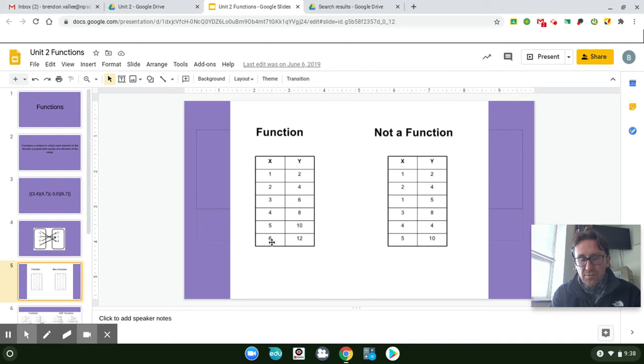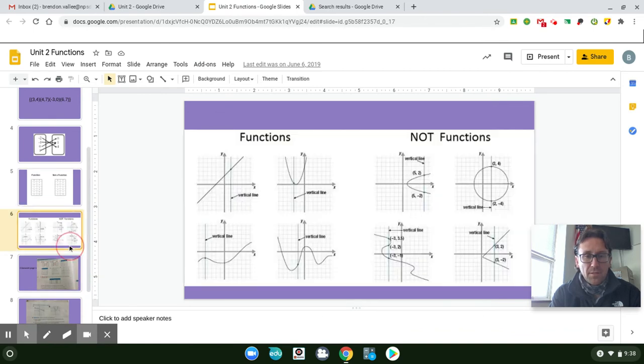If you look at this table on the left, all the x values are different, so that's a function. But if you look on the right, I have 2 1s, so that means that's not a function because the x's repeat.